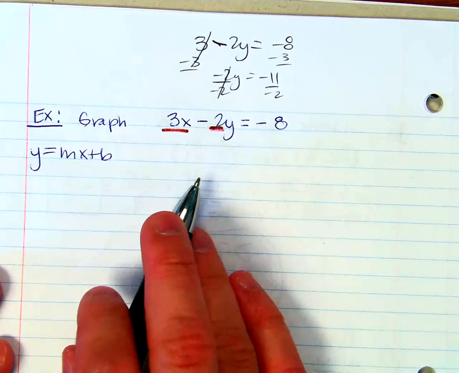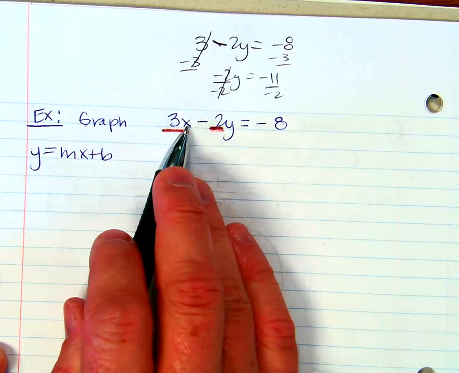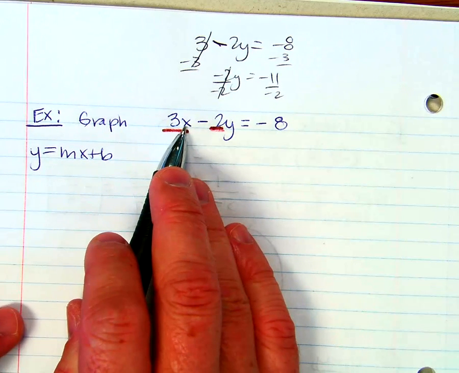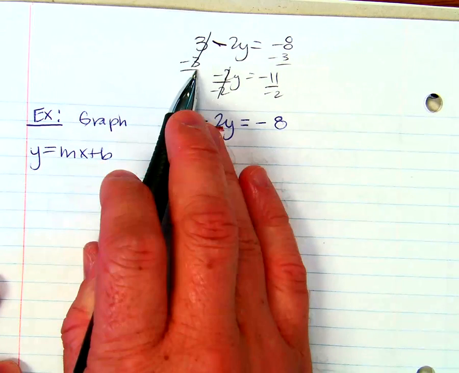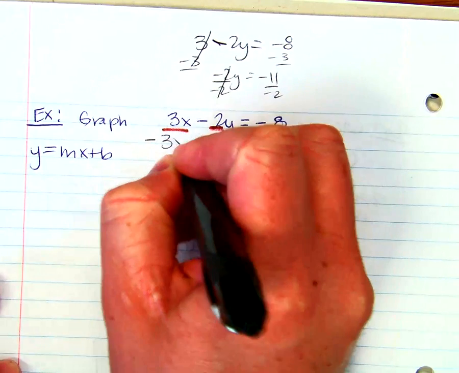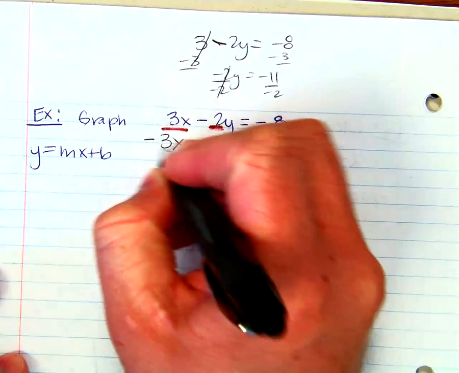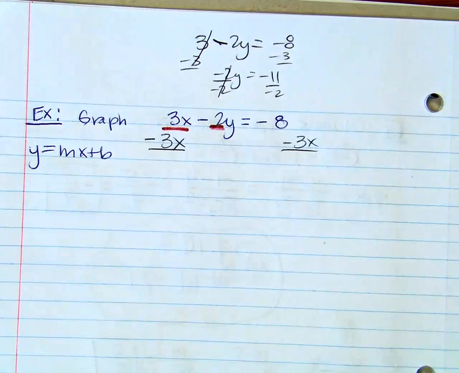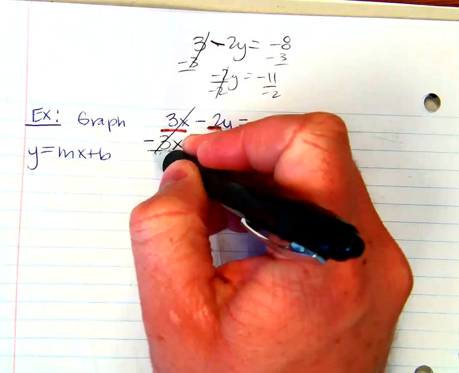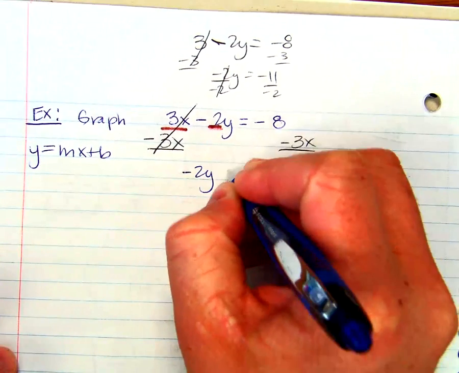We're going to do the same thing here, except our constant is not a constant. It's a variable x. But I'm still going to do it the exact same way. So here's what you're going to do. Instead of subtracting 3, I'm going to subtract this entire thing. I'm going to subtract 3x on both sides of the equation. On the left side, 3x minus 3x is 0. They cancel. So all I have left is negative 2y.